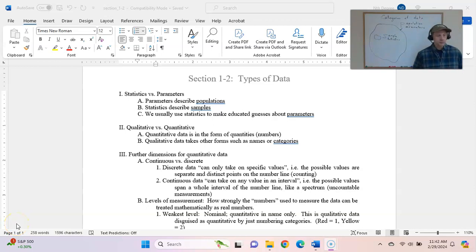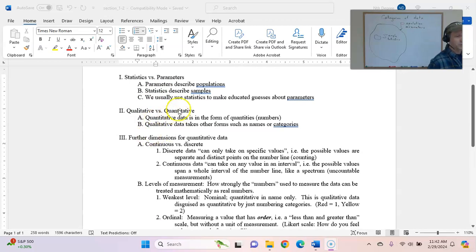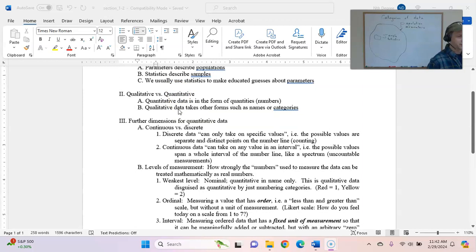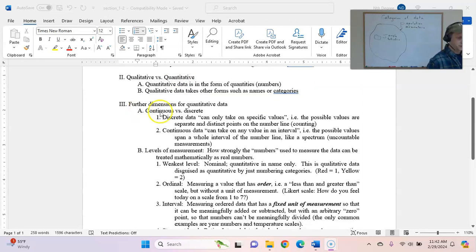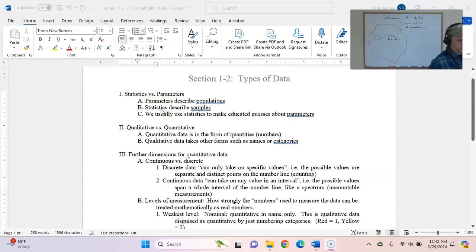Section 1.2 describes different types of data. These are different ways that we can categorize data. You might call them dimensions of categorizing them. So the three main categories that we'll talk about today will be statistics versus parameters, qualitative versus quantitative data, and then we can talk quite a bit more about quantitative data because it can get subdivided into other dimensions.